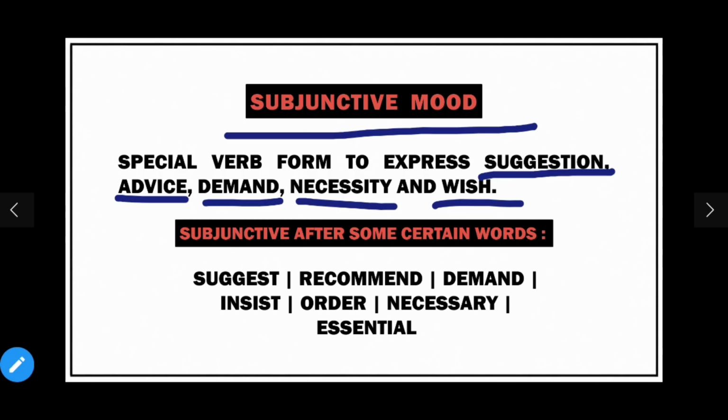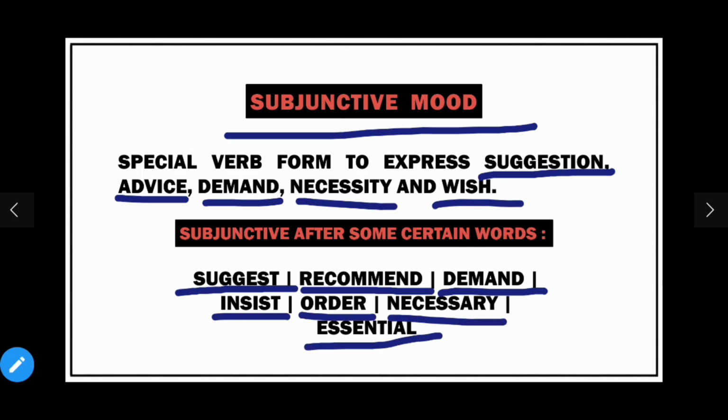No, because there are some certain words which will help you to create this subjunctive mood in English grammar, and they are as follows: suggest, recommend, demand, insist, order, necessary, and essential. These words will help you to create the sense of subjunctive mood in an English sentence. So whenever you see the usage of this kind of word, you have to understand that this sentence is giving you the sense of subjunctive mood. I know it's still quite confusing for you, so with the help of examples, it will be clear. So let's go to the next part.